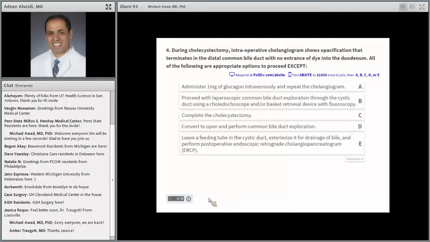C is complete the cholecystectomy. D is convert to open and perform a common bile duct exploration. E is leave a feeding tube in the cystic duct, exteriorizing it for drainage of bile and perform a postoperative ERCP.